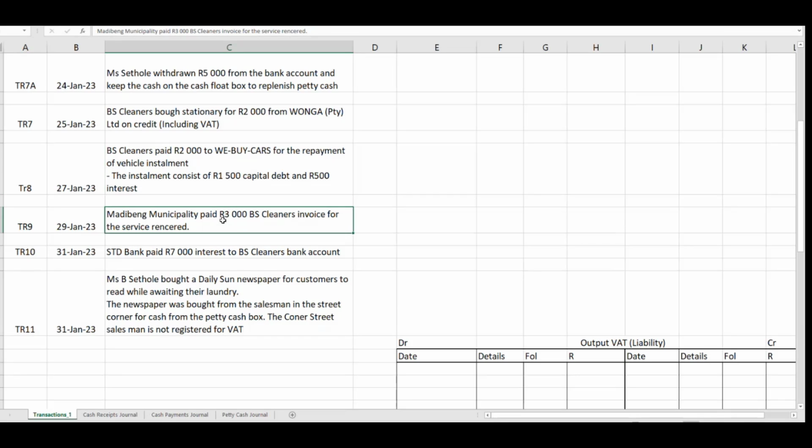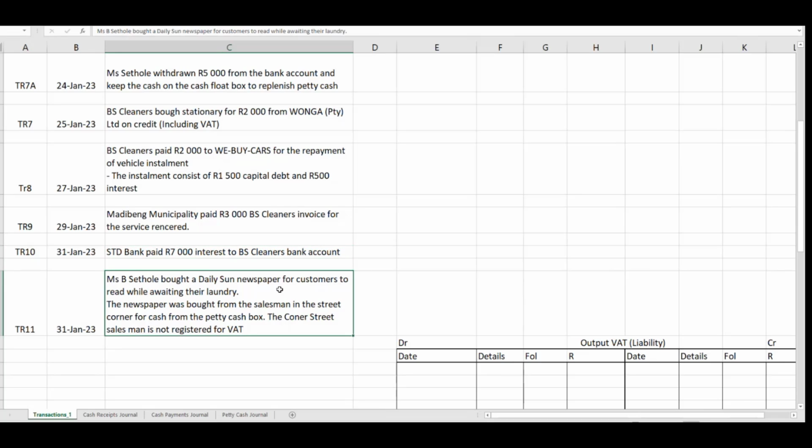Let's move to the next one. Transaction number 9: Madibeng municipality paid 3,000 to BS Cleaners for an invoice on services rendered. Did we say anything about VAT here? No. This is also financial services because they are paying the invoice, and the transaction has already happened on the 15th and was already recorded. Standard Bank paid 7,000 interest to BS Cleaners. Did we say anything about VAT here? No. This is also financial services, earning interest, so it does not have a VAT impact.